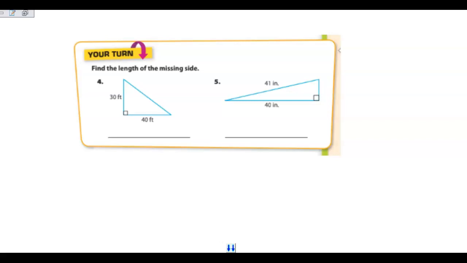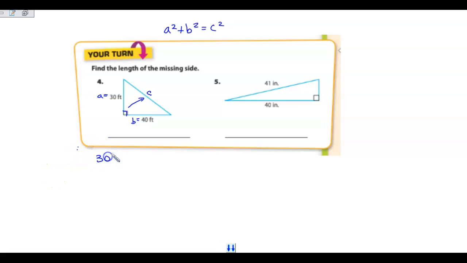All right, so let's use what we know and find the length of the missing side on these triangles. We see the square in the corner, so we know that this is a right triangle. Because this is directly across from the right angle, I know this is my hypotenuse. We're going to label it C. And then we're going to use a squared plus b squared equals c squared. Doesn't matter which one you have as a, which one you have as b. You can just pick one and label it.